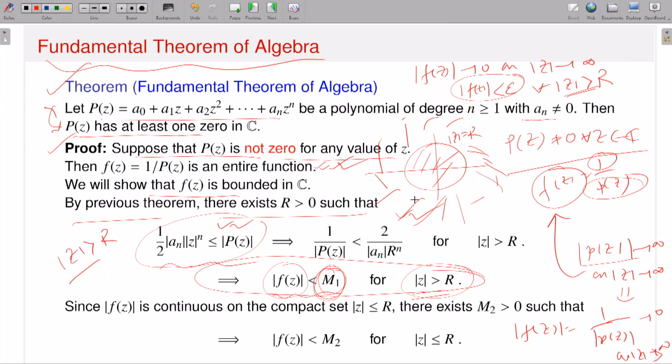Now to apply Liouville's theorem, I need to bound my function f on the full complex plane, but you can do that also. So what will happen? For mod z greater than r you will have a bound, but what will happen for mod z lesser or equal to r?